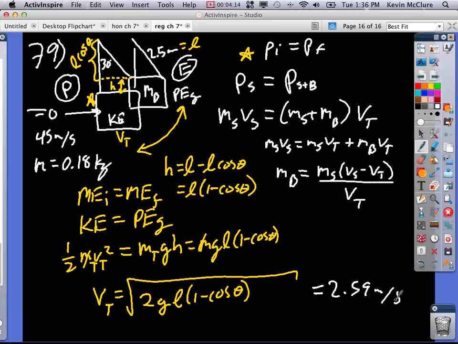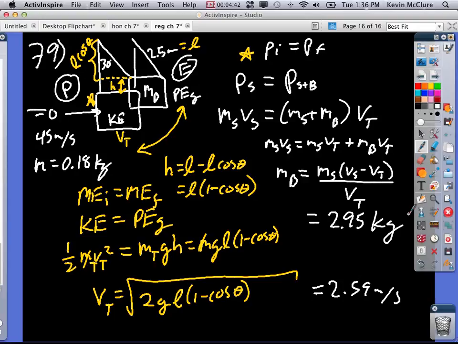meters per second. So if I plug that in up there, the softball is 0.18 kilograms. Velocity of the softball is 45 minus 2.59, and all that divided, of course, by the velocity total, which is 2.59. And that gives us mass of the box being 2.95 kilograms.